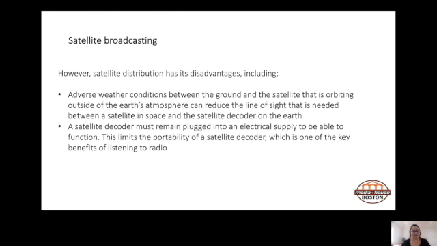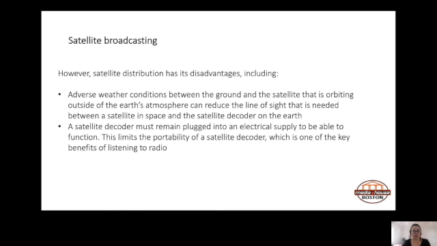Another disadvantage is a satellite decoder must remain plugged into an electrical supply to be able to function. We all know this. If you unplug your decoder, no DSTV. This limits the portability of a satellite decoder, which is one of the key benefits of listening to radio. It's not like I can unplug it and take it with me wherever I go, so I can listen to satellite radio. Being able to take the sound with you as you move through the house or through your business is a key behavioral advantage for radio listeners.